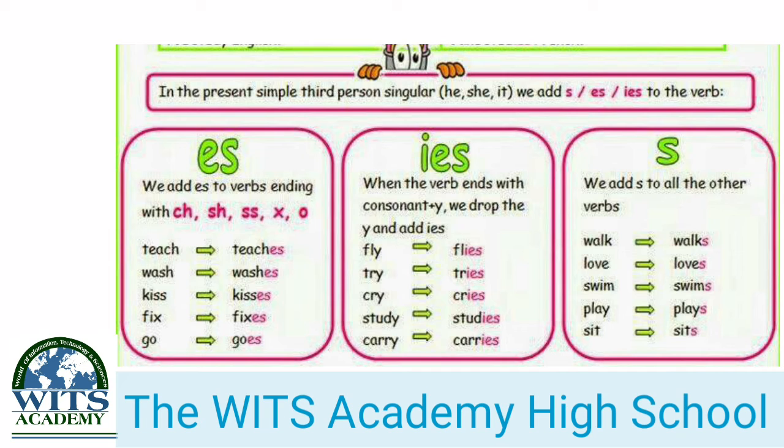Okay? And when the verb ends with consonant plus y, we drop the y and add ies, as shown in the picture on the slide. And we add s to all the other verbs, as shown in the picture on your slide.